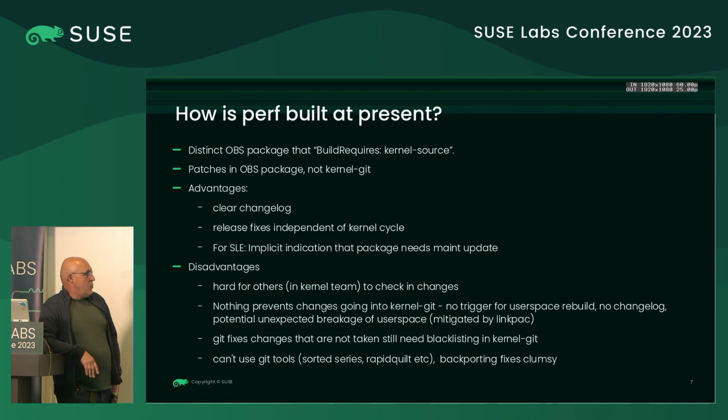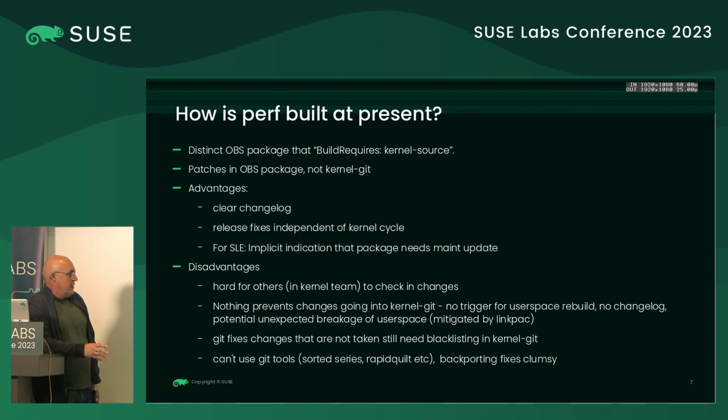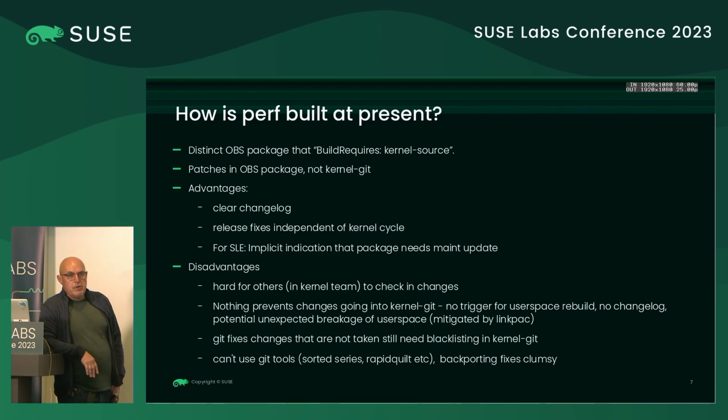And the other thing is that quite often somebody will check a change into kernel Git, and it ends up actually breaking because it clashes with a patch that's local in the perf package. So that's a major disadvantage. The other disadvantage: git fixes all apply to tools perf, just as they do to the perf events kernel part. But any packages we don't take, we still need to blacklist them in the kernel git. So we can't get away from the kernel git.